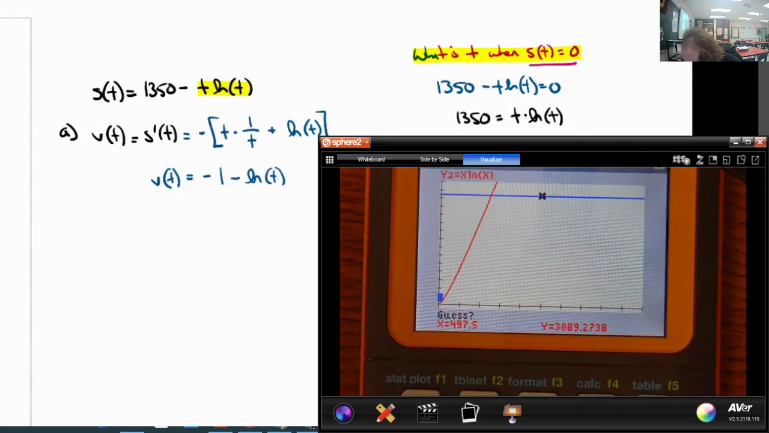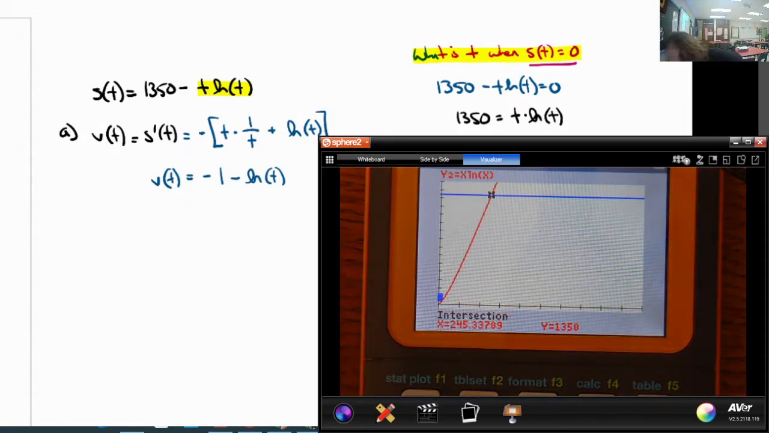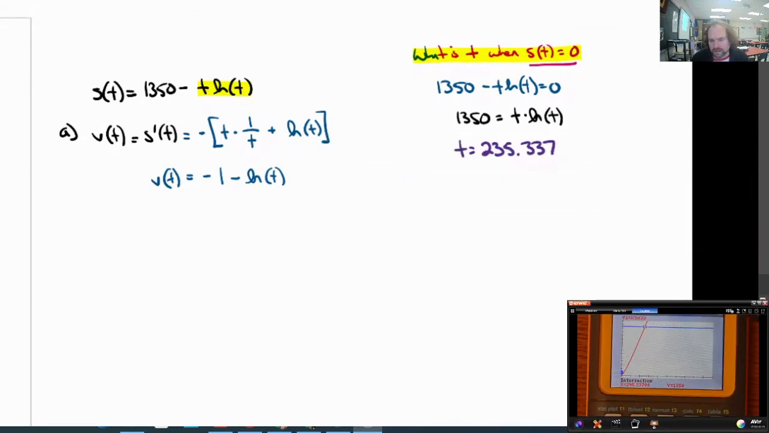First curve, second curve, guess, and the answer is 235.337. I'm going to round properly according to AP Calculus. Let me get my calculator cam out of the way, although I'm not going to put it too far away because we're going to use it right away.